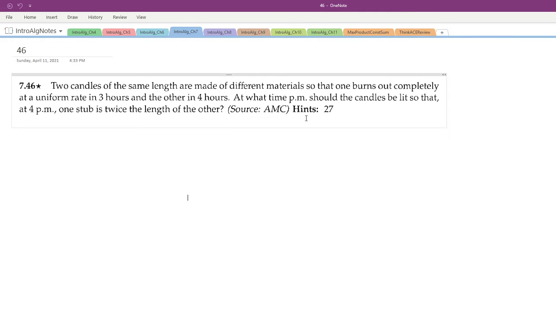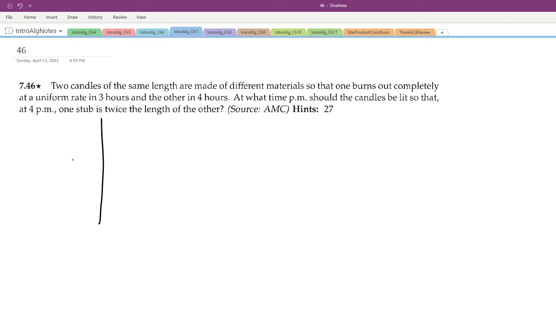Okay, let's move on to the last section for problems of this chapter. There are two candles, made the same length, but different materials. One burns out at the rate of 3 hours, and the other is 4 hours. So one burns faster, 3 hours are gone, and the other is 4 hours. This is how long it takes to burn one candle.